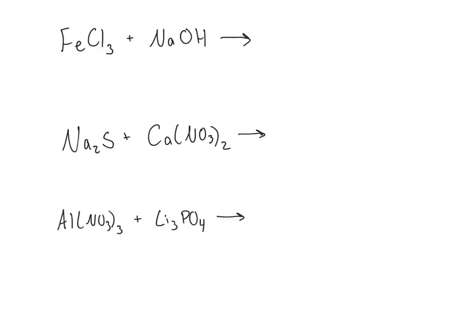Go through the process and practice these on your own. Start by writing out the full, balanced molecular formula, complete with states of matter. Then write out the ionic equations, and finally, cross out your spectator ions to write the net ionic equations. Pause the video now to work on these. Restart the video to check your answers. Answers shown will only be the net ionic equation.